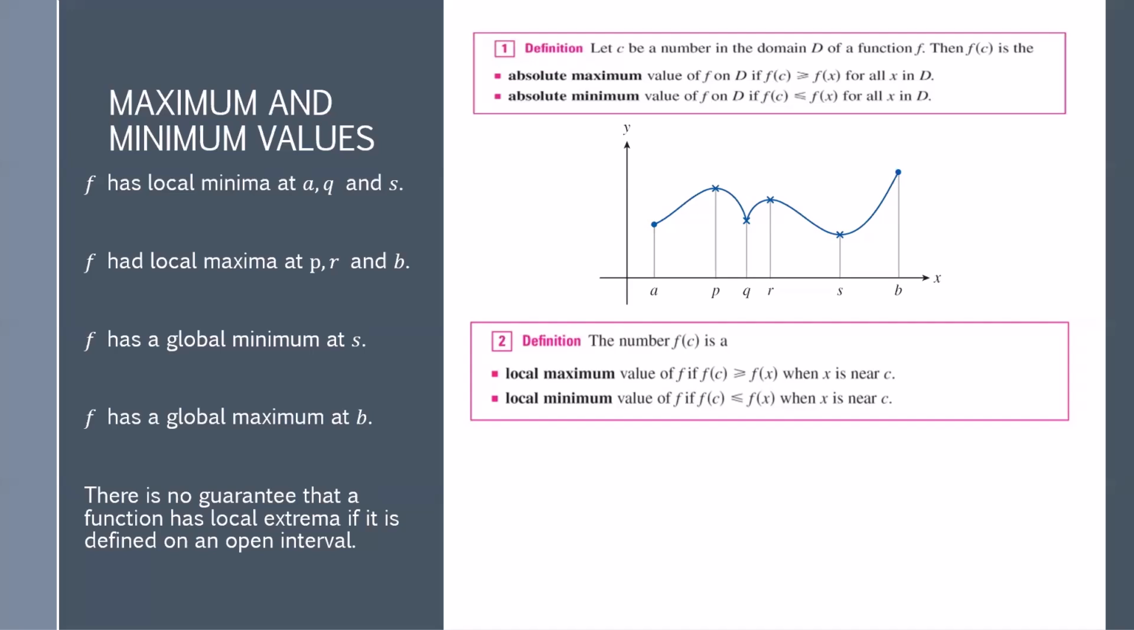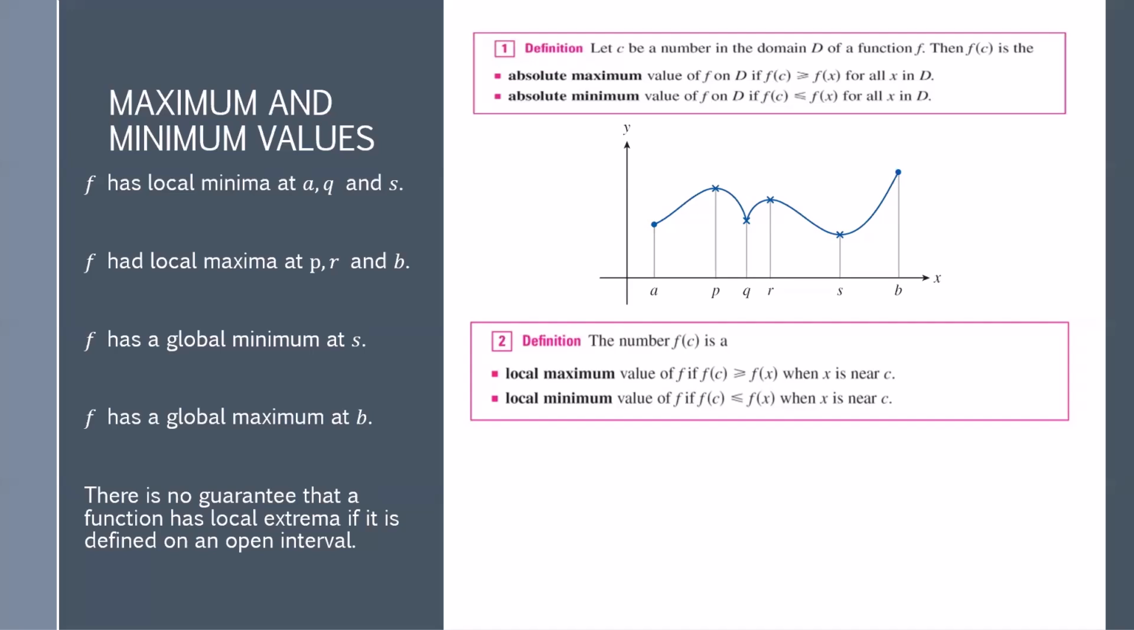So with those ideas in mind, if we look at our picture here, we have local minima at A, Q, and S. We have local maxima at P, R, and B. Our absolute or global minimum is at S. Our absolute or global maximum is at B.